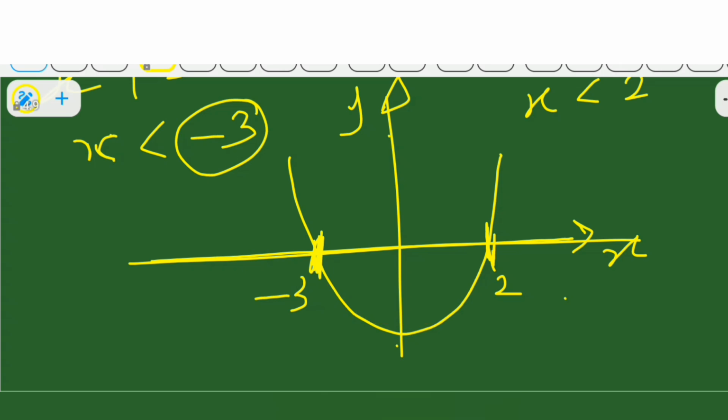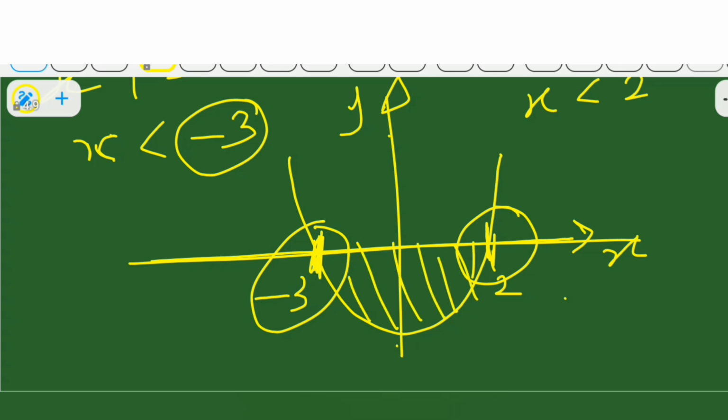You can see that it's very simple. It is from -3 to 2. That is where the graph is under. Anything above or greater than those points, the graph has risen out, it has gone out. At this point, it is underground like this, under the ground.